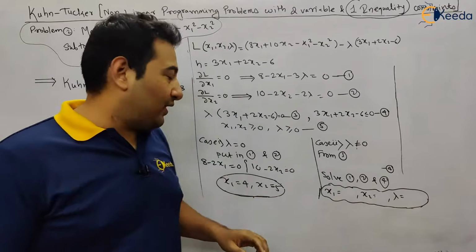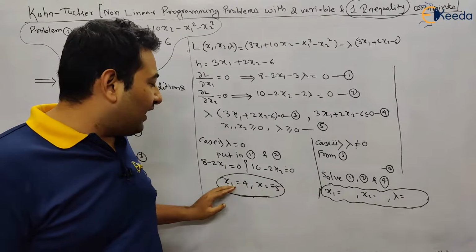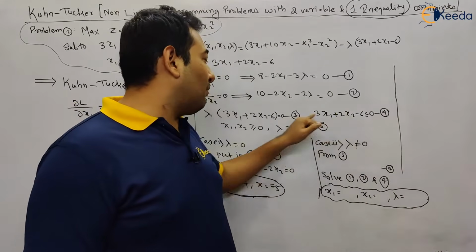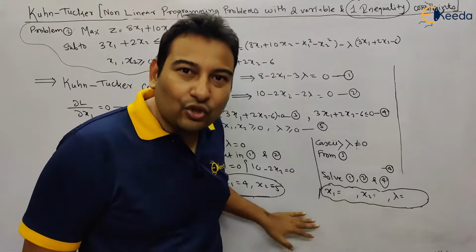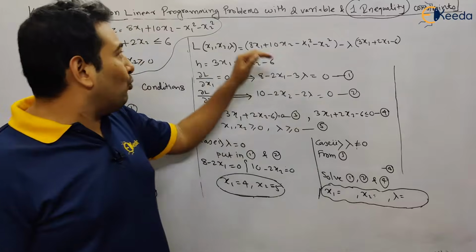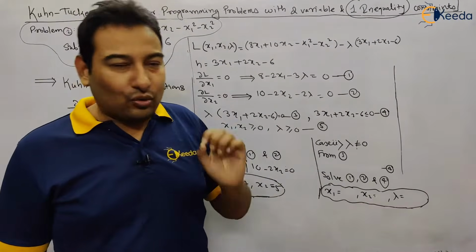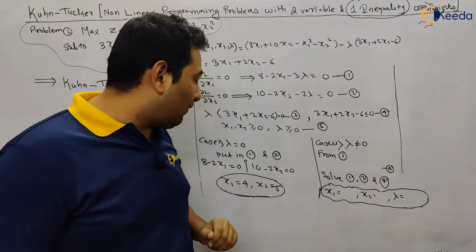So we need to check whether the values that we got, x1 and x2, satisfy equation number 4 or 5 or not. If they satisfy, that means this is my required solution and I'm going to put in z to get the solution. So let us check whether 4 and 5 are getting satisfied or not.